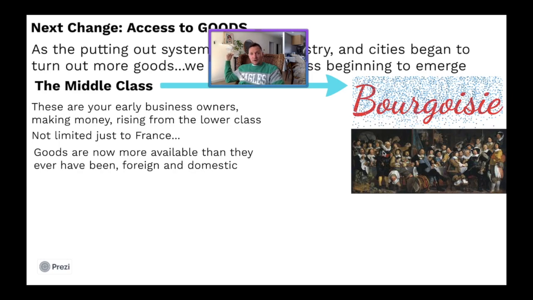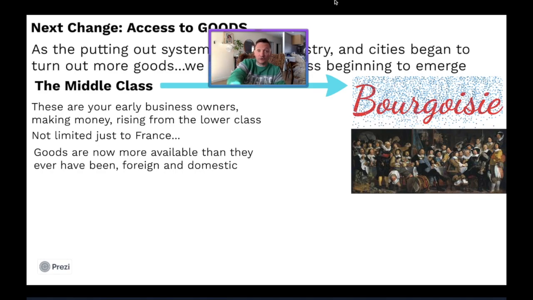The areas of India and the East Indies are shipping spices and luxury items and silks and goods like that from the East Indian markets, and they're investing in those and investing in the companies themselves, making large lumps of money off that. Now, goods are more available than they ever have been, both foreign and domestic, right? That's what I'm getting at. Domestic goods are coming from the cottage industry. Foreign goods are coming from the trade that's going on all over the world at the time.